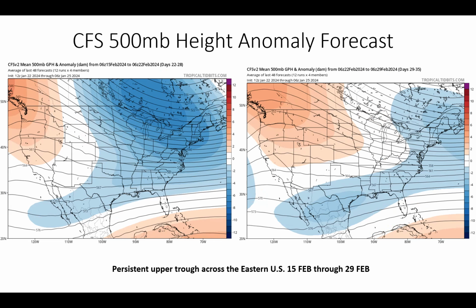Continuing on in the CFS forecast at 500 millibar height anomalies, now we're 15 February to 22 February. And look at what we got here now. We got well below normal heights across southeastern Canada, the Great Lakes extending to New England and down into the mid-Atlantic. We have higher than normal heights from that 15 to 22nd period with the ridging out along the U.S.